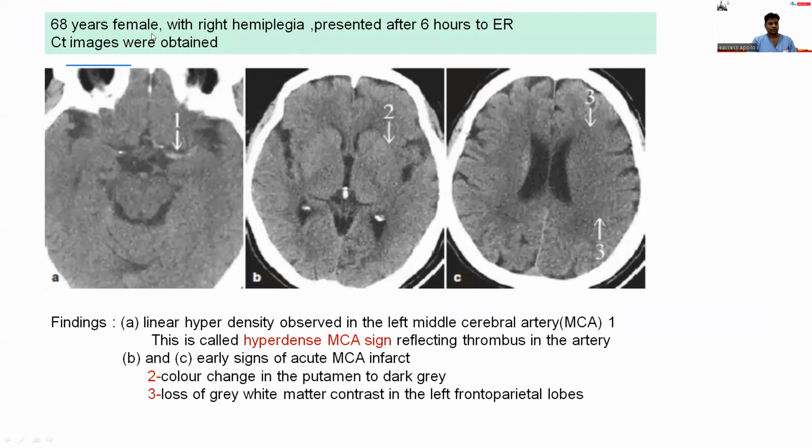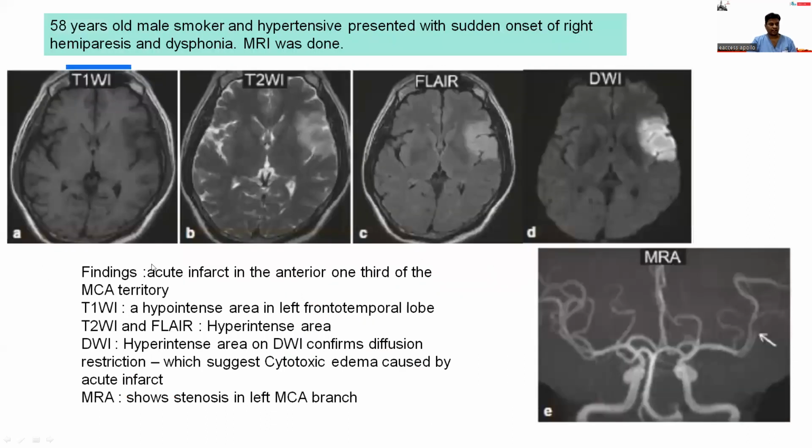So this is a 68-year-old female with right hemiplegia presented after 6 hours. Here you can see there is a hyperdense MCA sign, which is classical of MCA infarct, and then there is a color change in the putamen, which is characteristic of MCA infarct, and also there is loss of gray-white matter contrast in the left frontotemporal lobe, which is characteristic of MCA infarct. This is also an MCA infarct, where you can see FLAIR and DW have hyperintense areas. And when MRA was done, here you can see that this MCA is cut off, caused by an infarct.